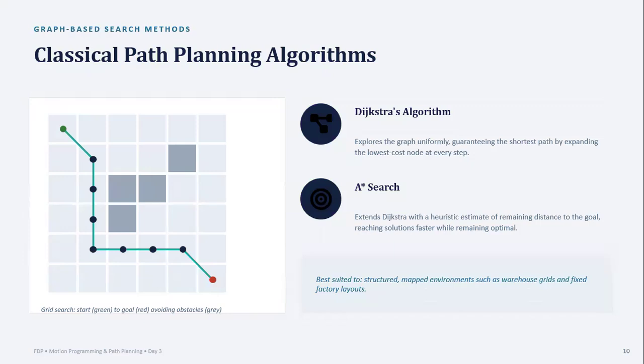Classical path planning algorithms. In the next phase, we are going to discuss the list of classical path planning algorithms. There are two widely used graph search algorithms: Dijkstra's algorithm and A-star algorithm. Dijkstra's algorithm explores every possible route systematically to guarantee the shortest path. A-star algorithm enhances this process by introducing a heuristic estimate towards the goal, making it faster while maintaining optimality. These algorithms are widely used in warehouse robots, factory automation, and logistics systems.